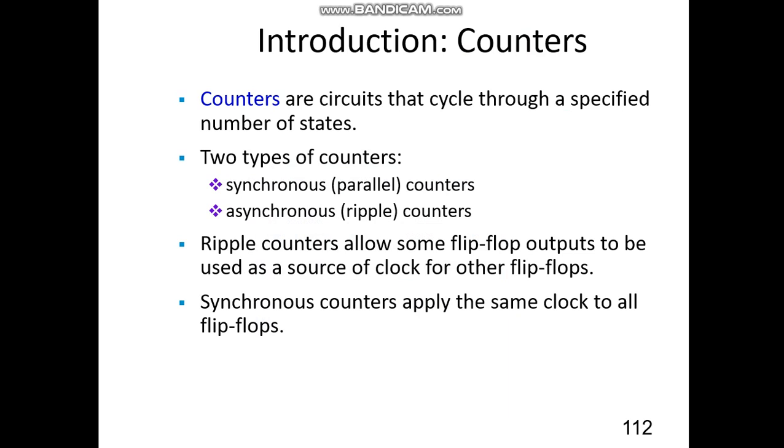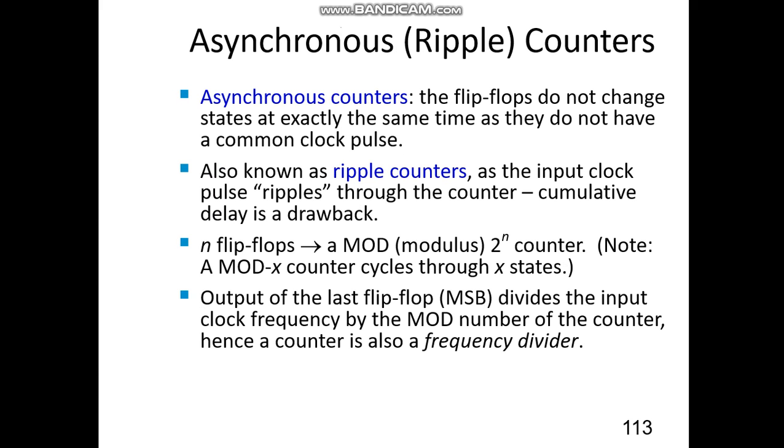There are two types of counters: synchronous counters and asynchronous counters. A synchronous counter is controlled by a common clock pulse. An asynchronous counter is controlled by the previous state flip-flop outputs. A ripple counter allows some flip-flop outputs to be used as a source of clock pulse for other flip-flops, whereas synchronous counters apply the same clock to all the flip-flops.